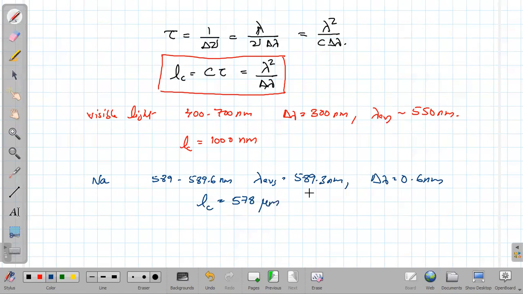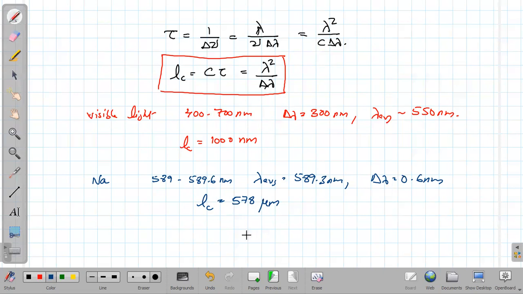So this is very much large compared to the coherence length of the normal visible light. So we can use this kind of sodium light for the Michelson-Morley interferometer experiment. The sodium light is good. We can control the separation between the mirrors, and if it is within this 500 micrometer, we'll obviously get the interference pattern.